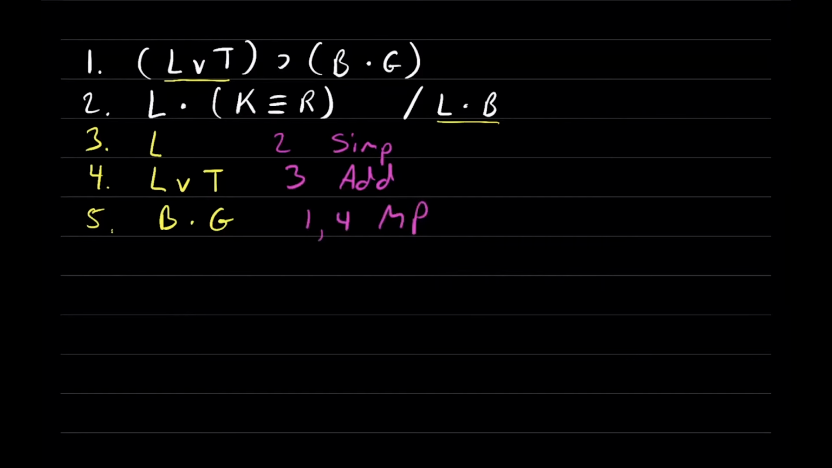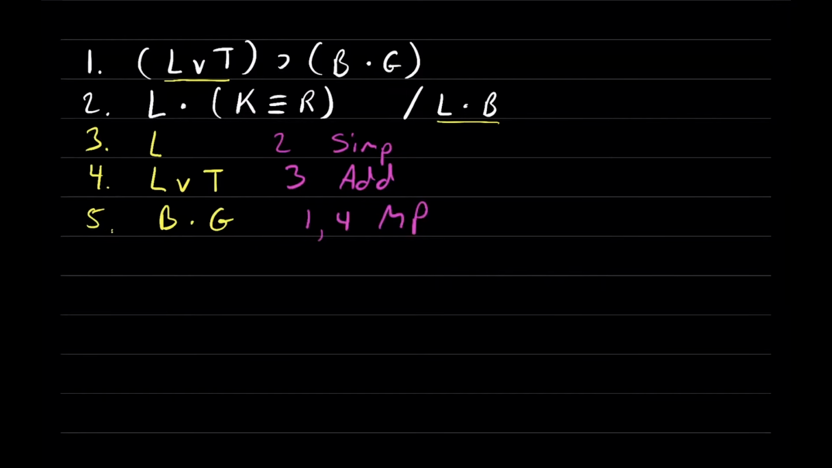Again, just to really drive this point home and make even these obvious steps a little more intuitive, right? Line 1 said that if L or T is true, then we know that B and G have to be true. In order to do modus ponens on that and get B and G on its own line, we had to have that antecedent, L or T. We knew that L was true. We got that on line 3.